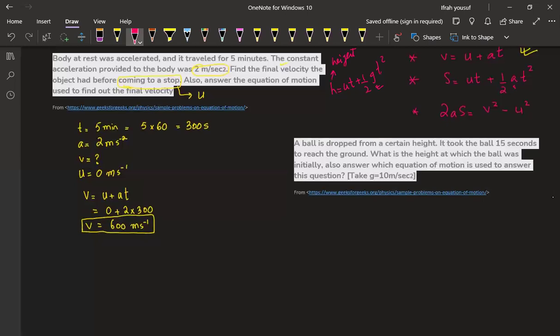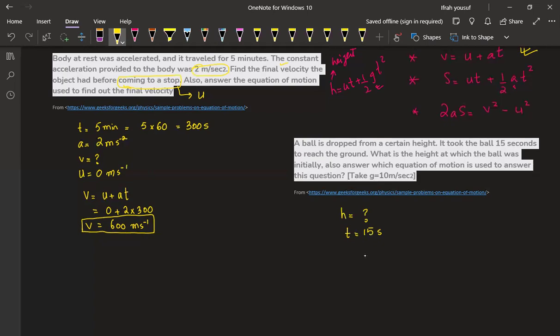Okay, so what do we have to do now? What is the height? Yes, we have to find out the height, right? It took the ball 15 seconds to reach the ground. So we're using the second one, right? The s equals ut plus half gt square. So h is equal to ut plus half gt square.